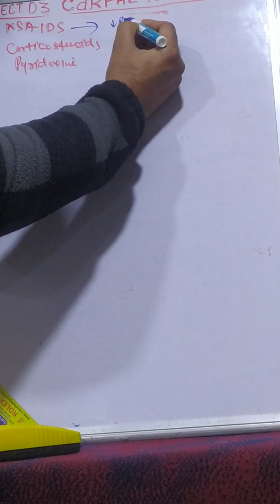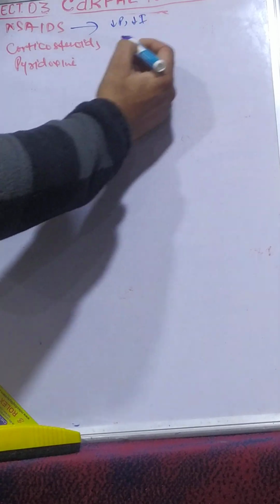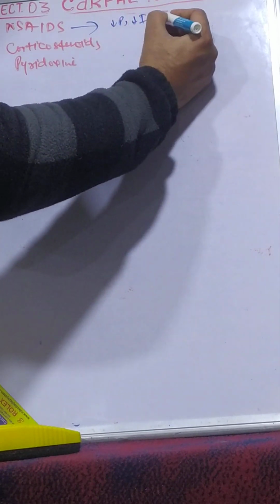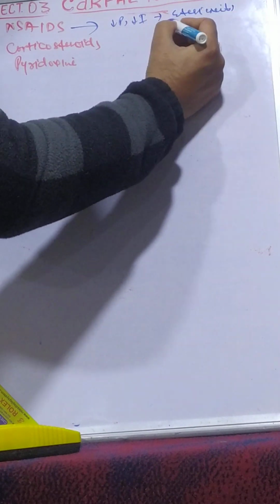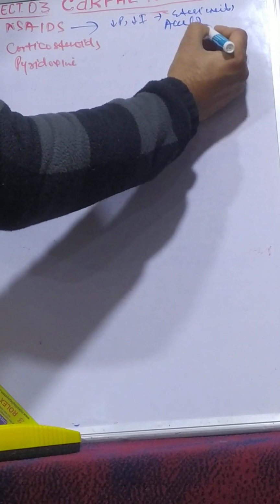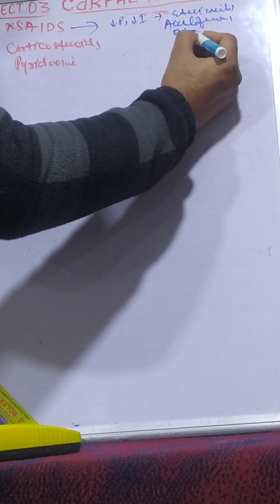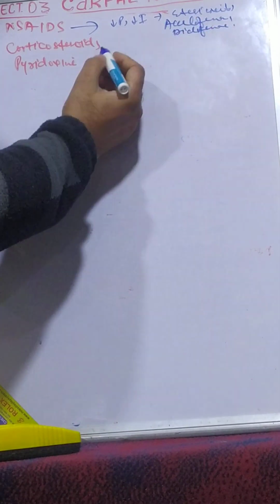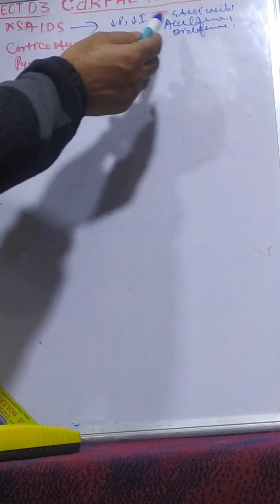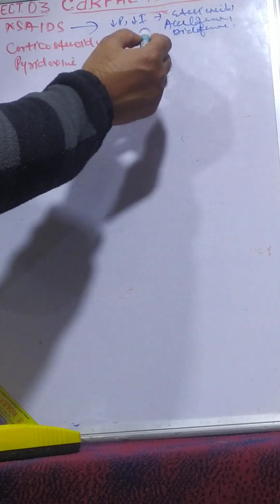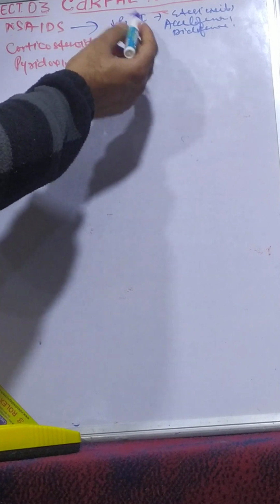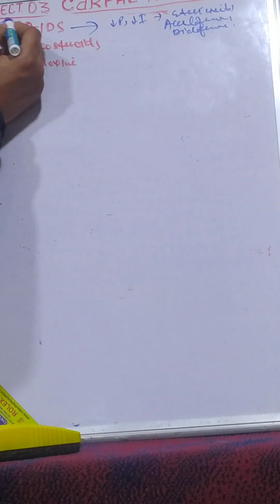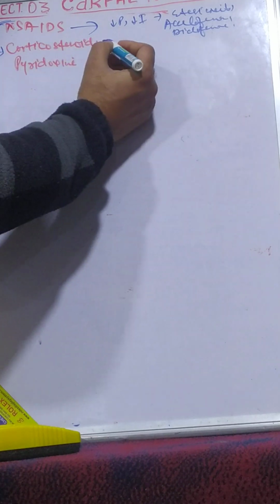NSAIDs are used to decrease pain and inflammation, and the most commonly used NSAIDs are etoricoxib and diclofenac. NSAIDs are non-steroidal anti-inflammatory drugs. They decrease pain and they also decrease inflammation. If there is no benefit from the use of NSAIDs, then corticosteroids are preferred.